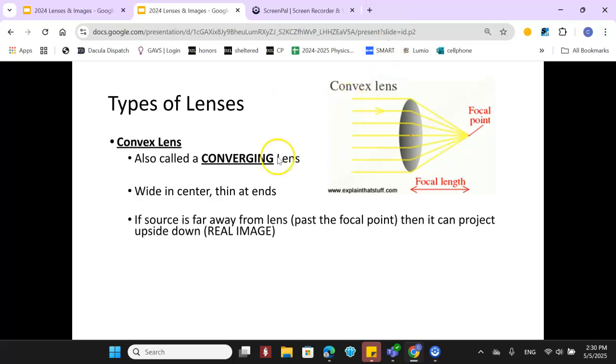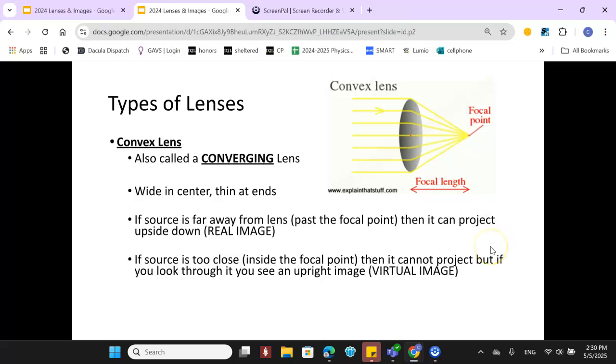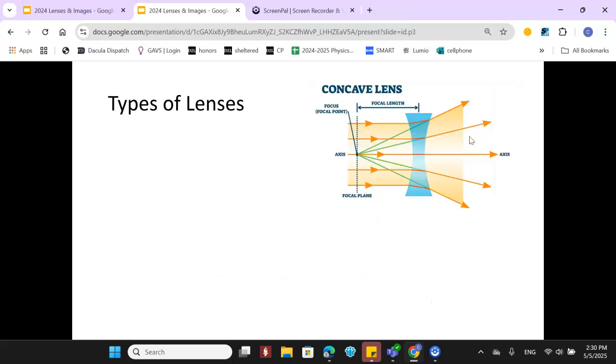If the source is far away, so it's past the focal point, then it can produce this upside down real image, like you projected yesterday in the lab. But if your source is too close, then it can't project an image, and you have to look through the lens to see an upright image. It'll look virtual. When you look through that lens, it looks magnified, like a magnifying glass. A focal point is a point at which parallel lines of light cross each other.